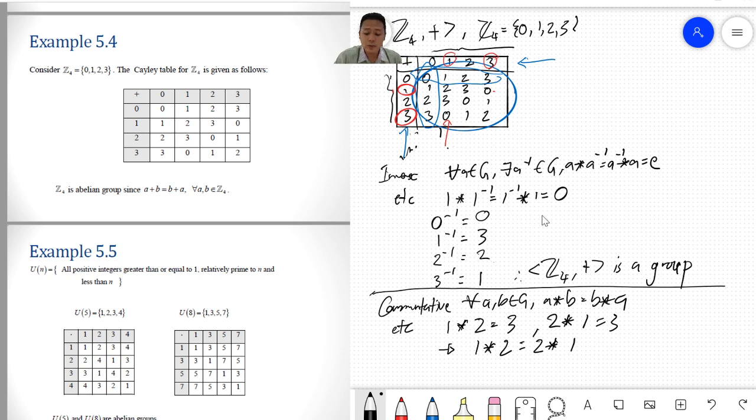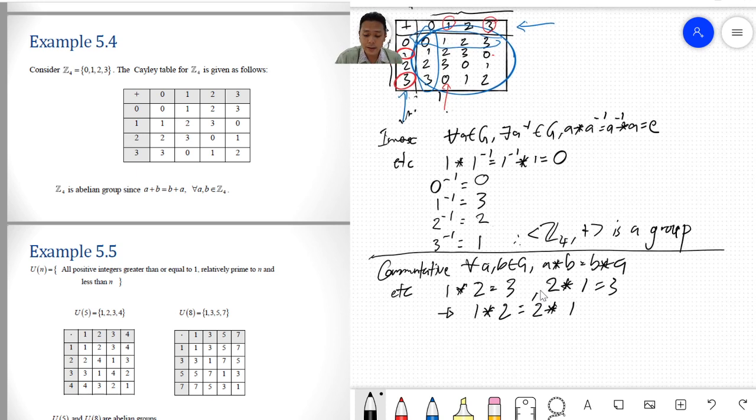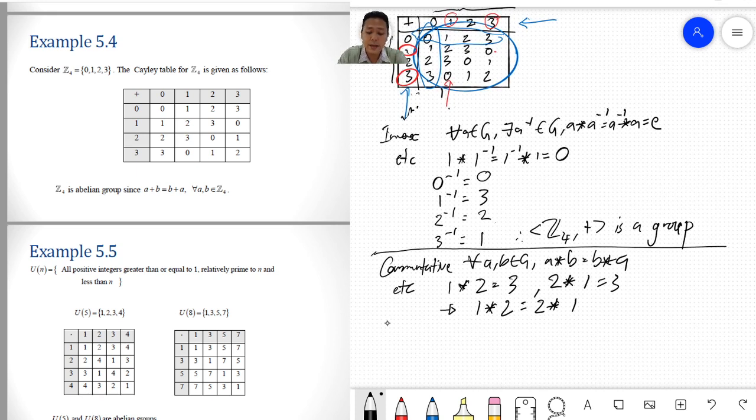And you don't need to show every possible combination out there. Again, for this kind of commutative, based on the properties, because we know that addition of integers is commutative. This is a well-known fact, a well-known property. Based on the properties of integer addition, Z4 under addition is commutative.